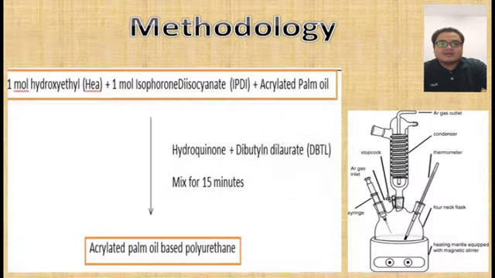And now, we will react the palm oil acrylate with diisocyanate. 1 mole of hydroxyethylamine and 1 mole of isophorone diisocyanate were mixed with palm oil acrylate at room temperature. Hydroquinone and dibutyltin dilaurate were added earlier as catalyst. The solution was mixed for 15 minutes.